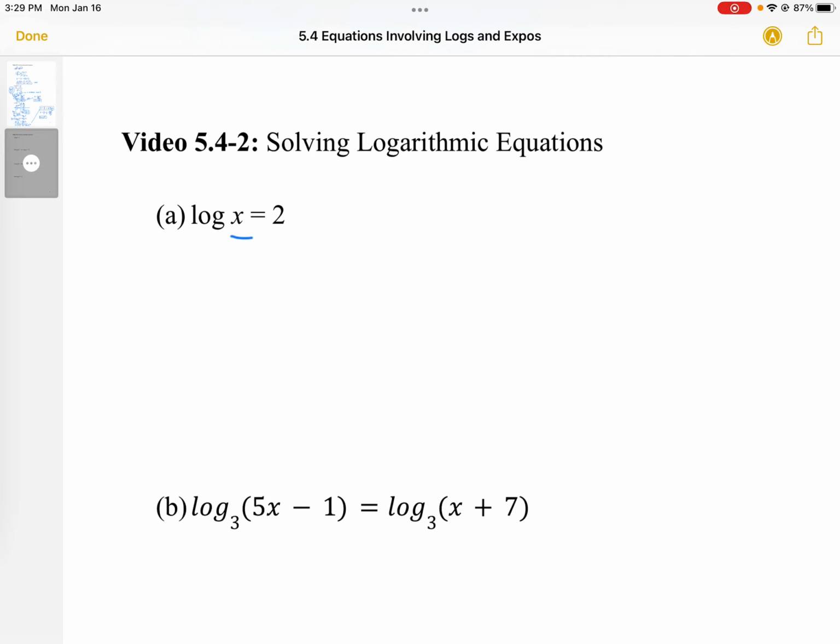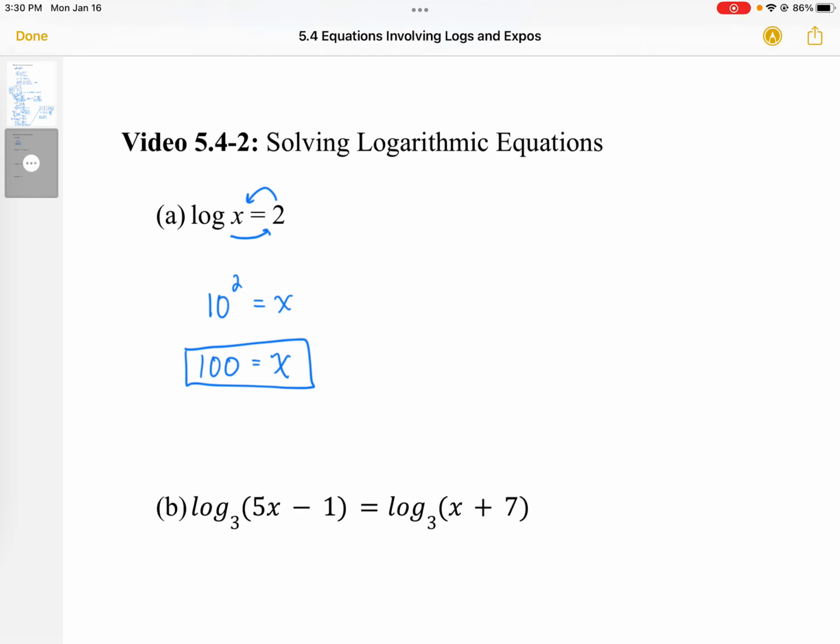We could rewrite this as an exponential equation. So this is log base 10, so this could be rewritten as 10 to the second power is equal to x, and then we could just evaluate 10 to the second power. That would be 100. So x is equal to 100.